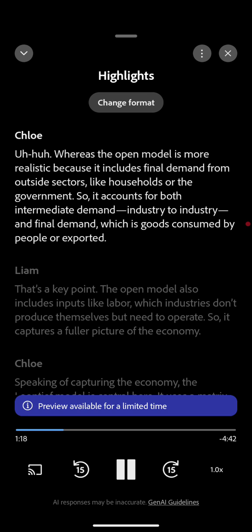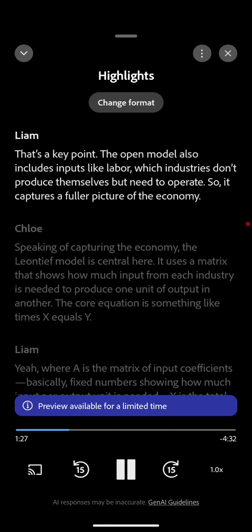households or the government. So it accounts for both intermediate demand, industry to industry, and final demand, which is goods consumed by people or exported. That's a key point. The open model also includes inputs like labor, which industries don't produce themselves but need to operate, so it captures a fuller picture of the economy.